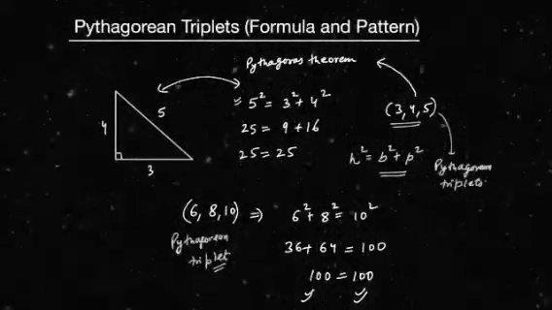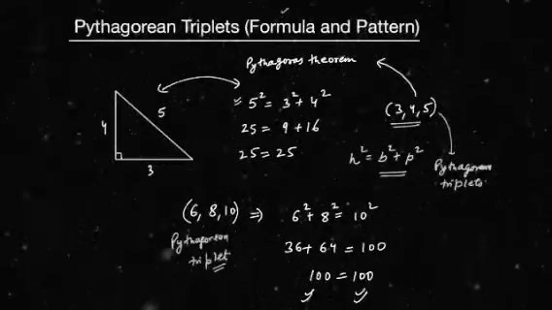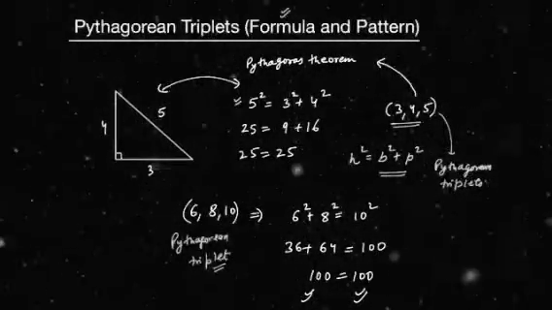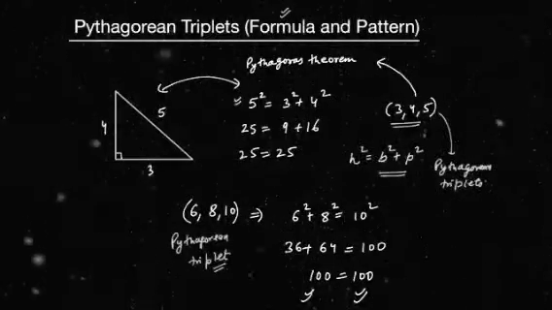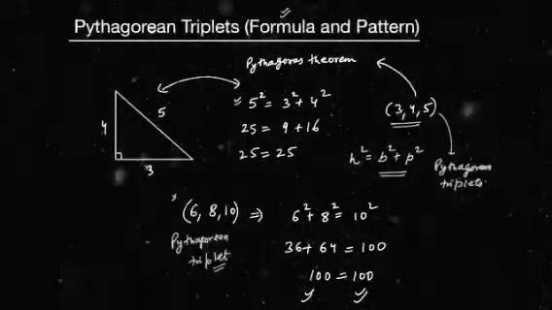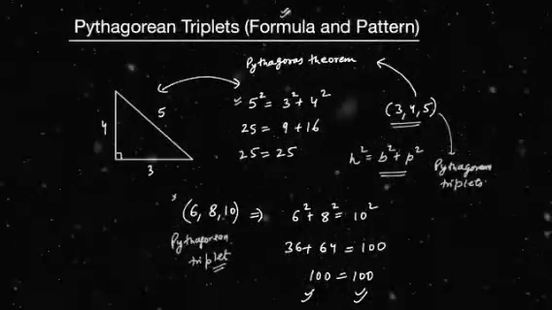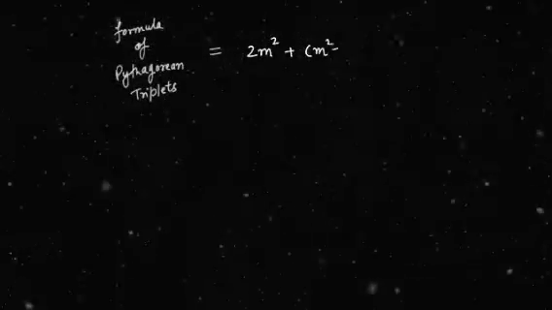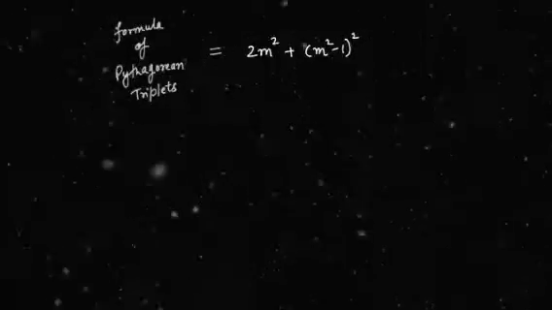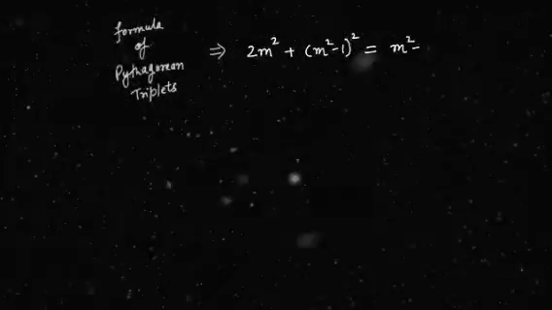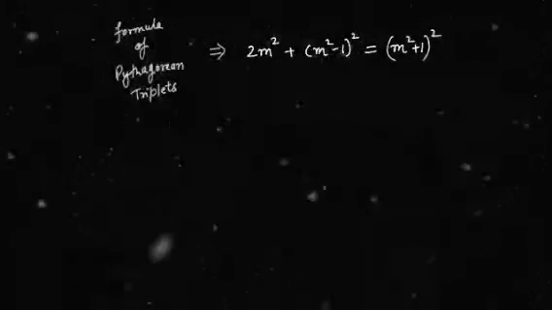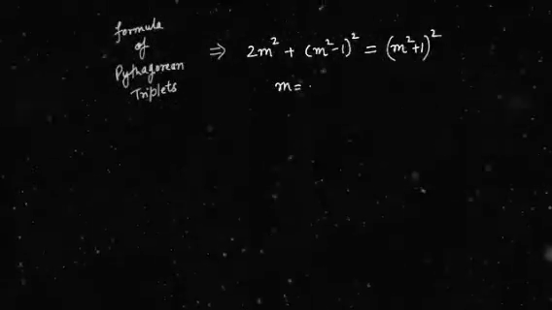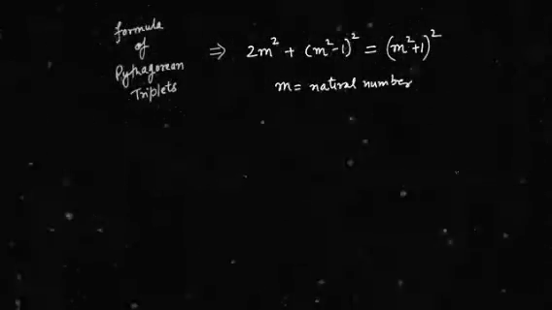Now the main thing we are going to understand is: is there any formula to find Pythagorean triplets, or how do we know that a set of numbers follows Pythagorean triplets? My answer would be yes, there is a formula to find Pythagorean triplets. So now we will learn the formula. The formula is (2m) square plus (m square minus 1) whole square equals (m square plus 1) whole square. But here, what is m? m can be any natural number.